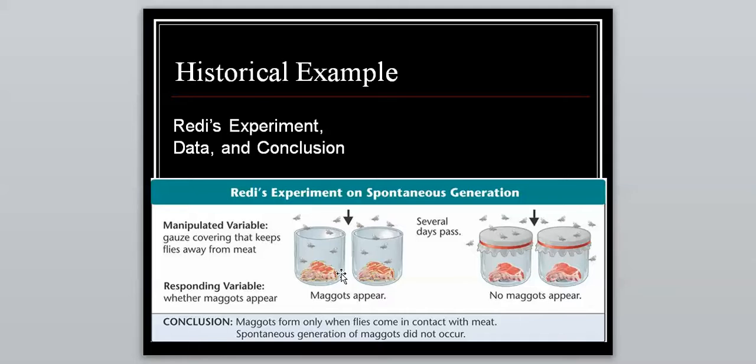life doesn't just randomly appear. It has to come from another life source, because I just did this experiment with uncovering and covering meat, and maggots only appeared on the meat where flies landed. So he made the conclusion that maggots form only when flies come into contact with meat, and that spontaneous generation of maggots did not occur. So this was a big breakthrough. He followed some really definite steps here, and he came up with this conclusion that, again, today it's accepted, but back then people probably were pretty hesitant to accept this.